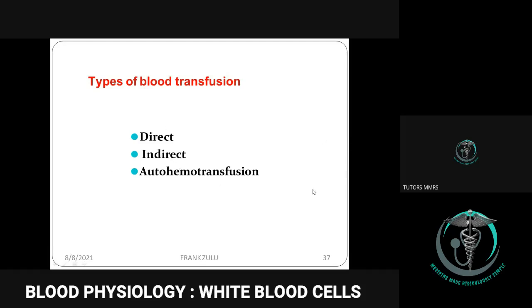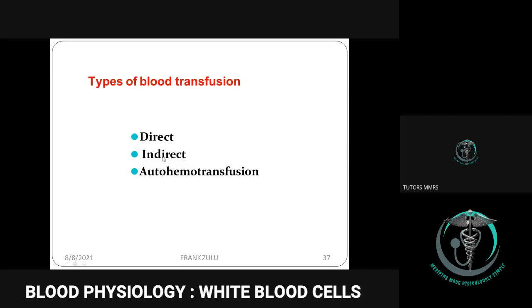In auto hemotransfusion, you're transferring blood to the same person. So if we anticipate that you're going to have a theater in the future, or in whatever time, we get blood from you and store it for you, and later we come and give you your blood for the transfusion. Indirect sometimes happens in children, where you are able to give blood in vitro.